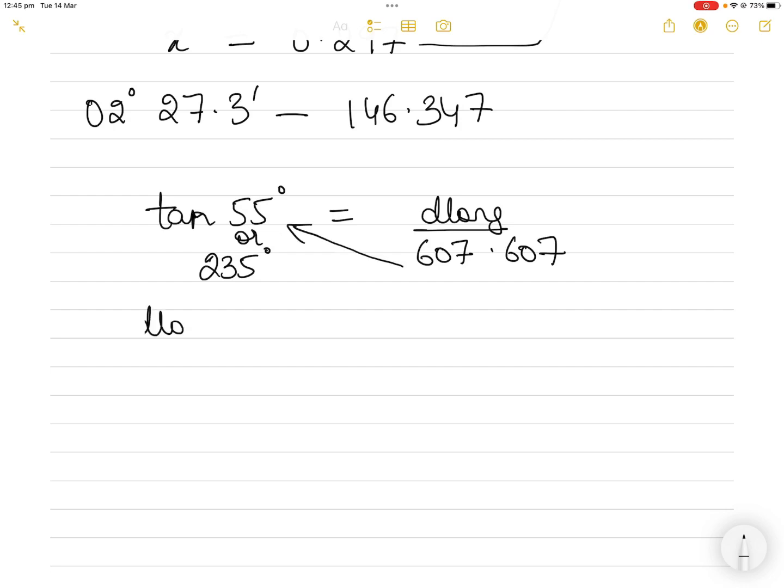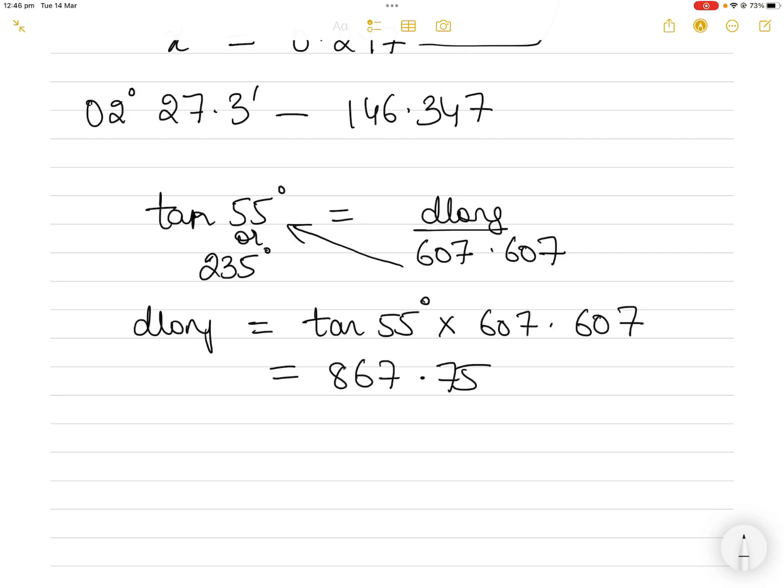So D long equals tan 55 degrees multiplied by 607.607. First let me write it down so that you guys don't get confused as to what I am doing. It gives me 867.75 minutes, and D long is west because I am on a southwesterly course, so I have to convert this into degrees and minutes.